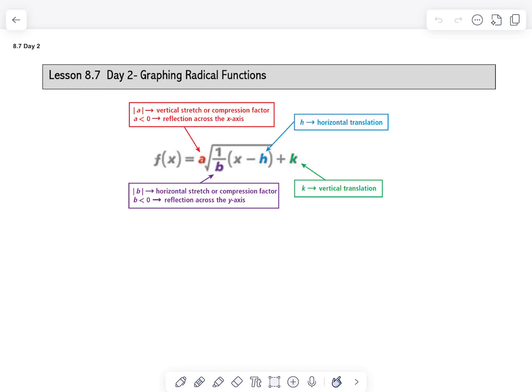All right, here's a continuation of graphing radical functions. We've already talked about the transformations. So here's just a review of where the a, h, and k are important for us. Again, we do not have to worry about the horizontal stretches and compressions, so you can cross that off.